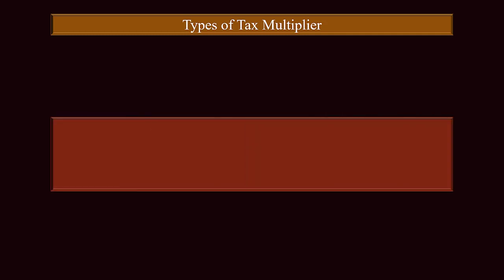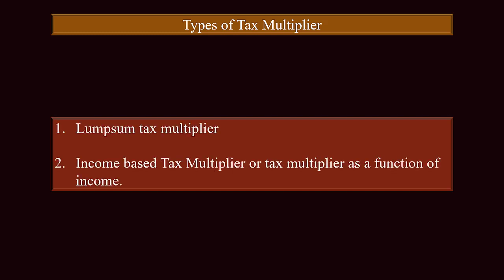Types of tax multipliers. It is time to differentiate two types of tax multipliers. One, lump sum tax multiplier. Two, income-based tax multiplier or tax multiplier as a function of income. The first we have discussed in part 1. I shall discuss the second in part 4 of this series.